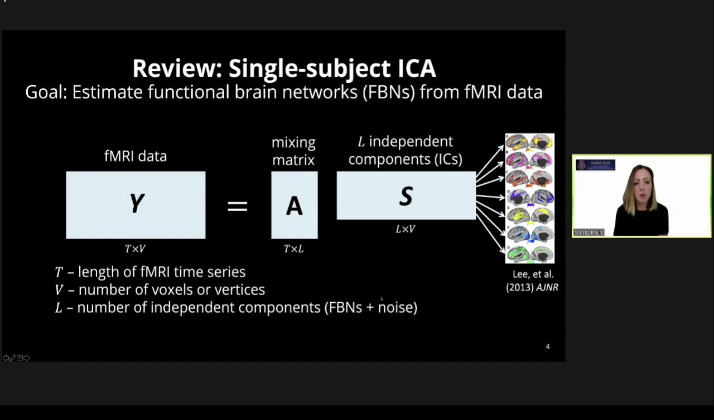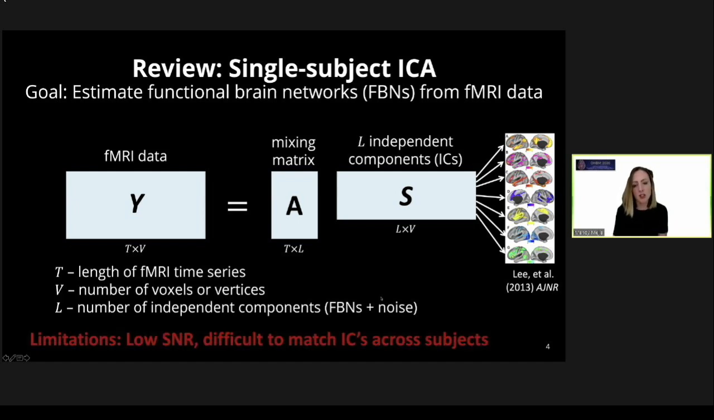We want to decompose fMRI data in the matrix Y into two matrices, A and S. S here contains the independent components, so each row of S represents a functional brain network or a source of noise. And A includes a time series associated with each independent component.